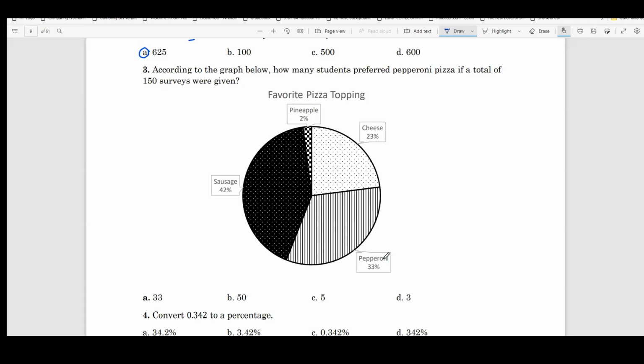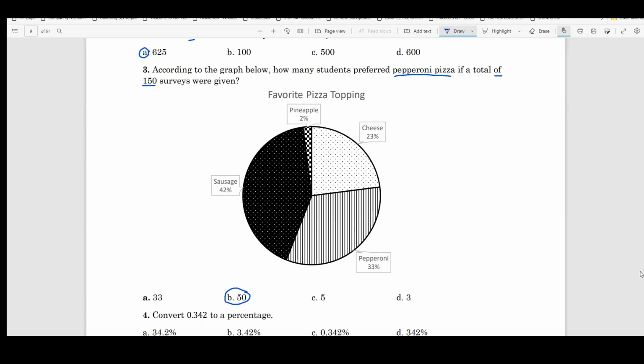You have to make sure you can read graphs and their labels so you understand what the data is describing. So what is the question asking us? It says, how many students prefer pepperoni if a total of 150 surveys were given? So the correct answer is B. How did we get this particular answer?